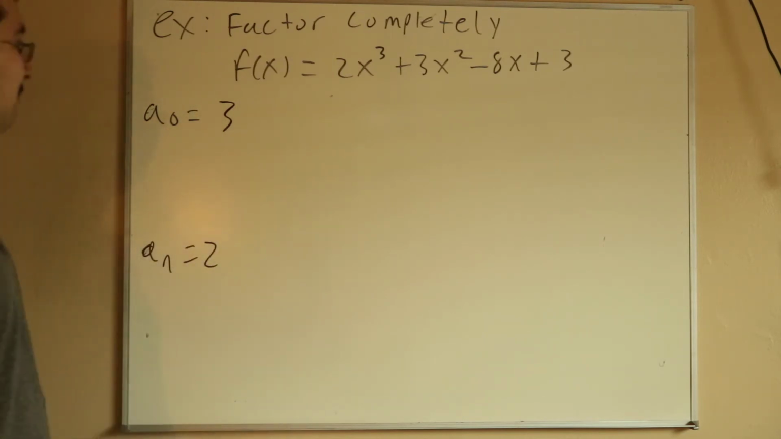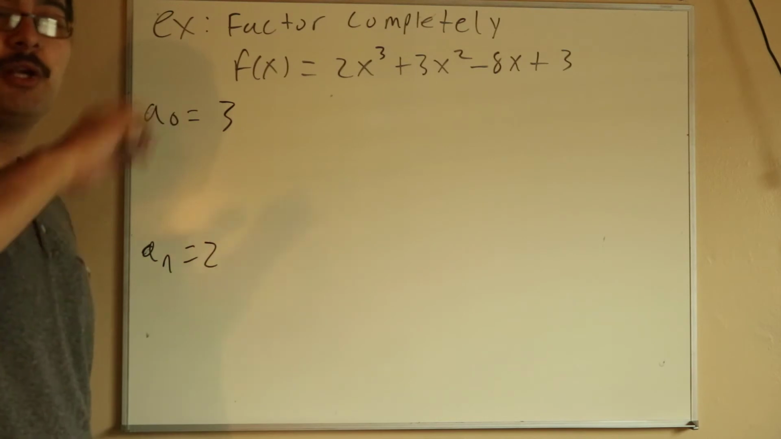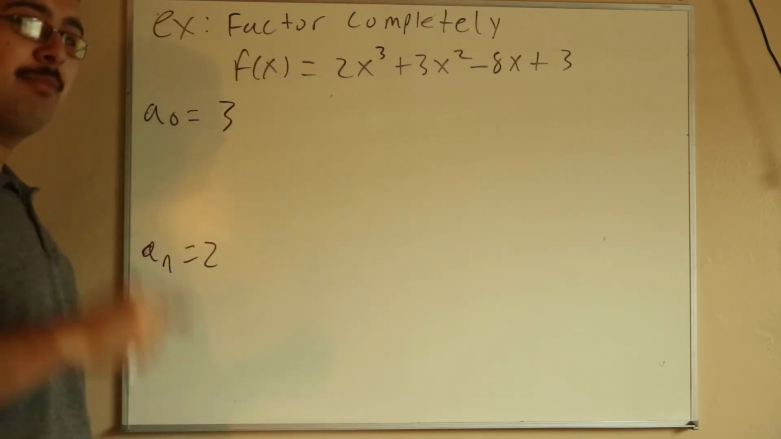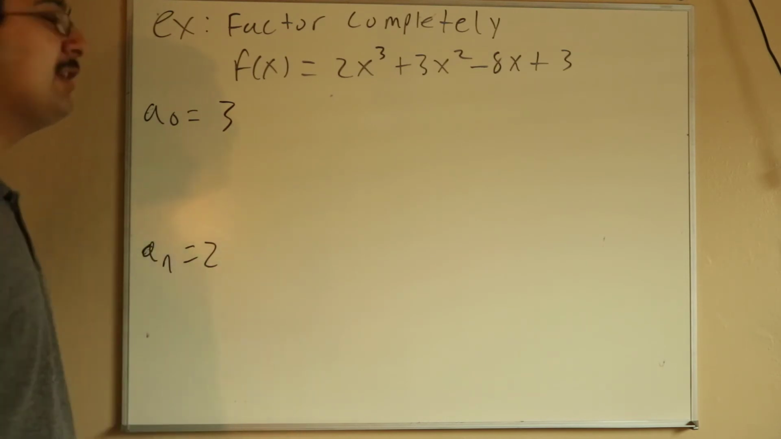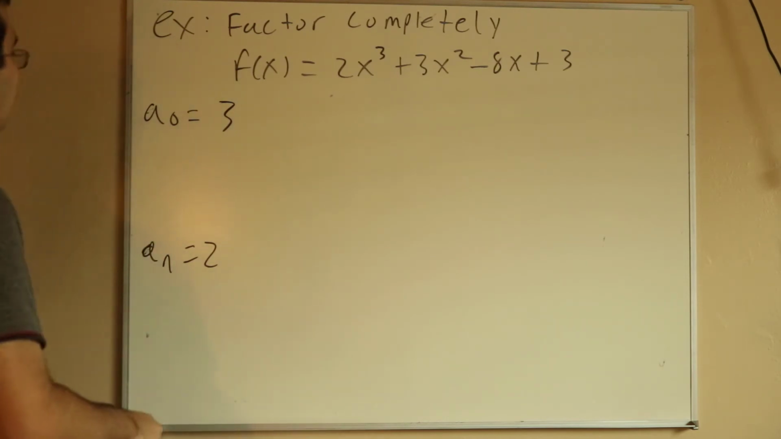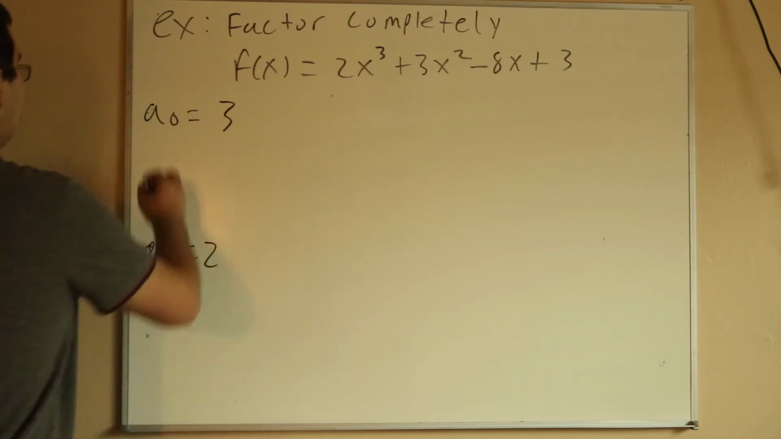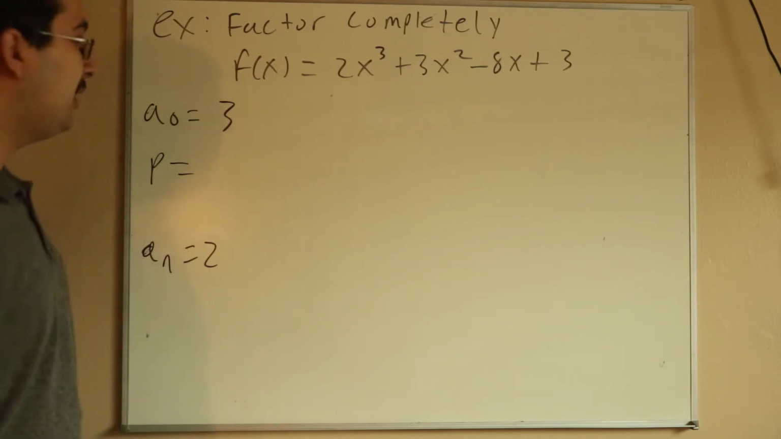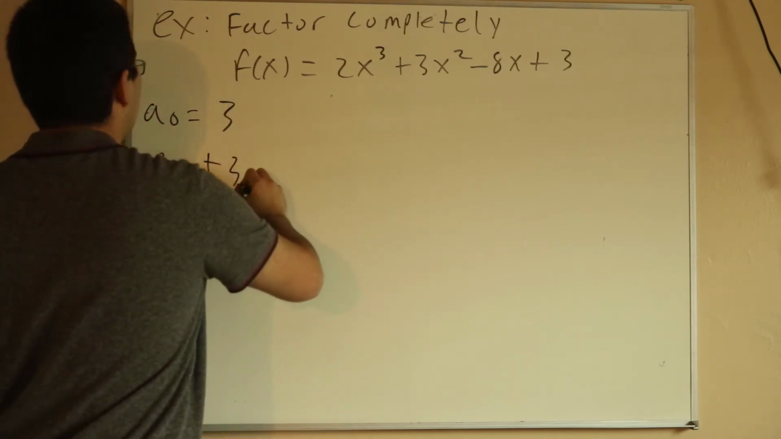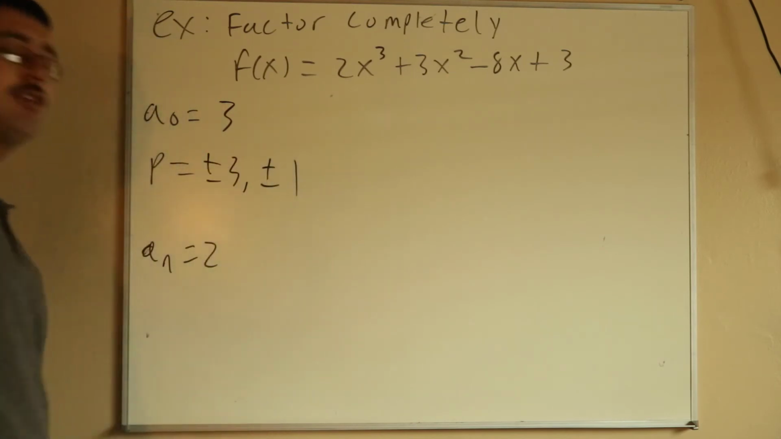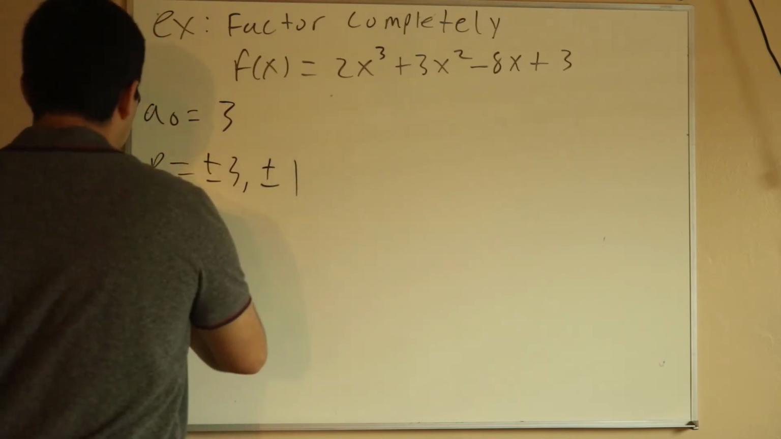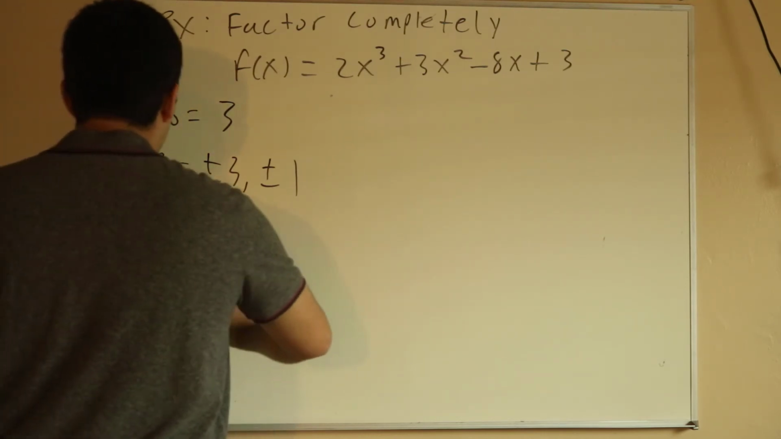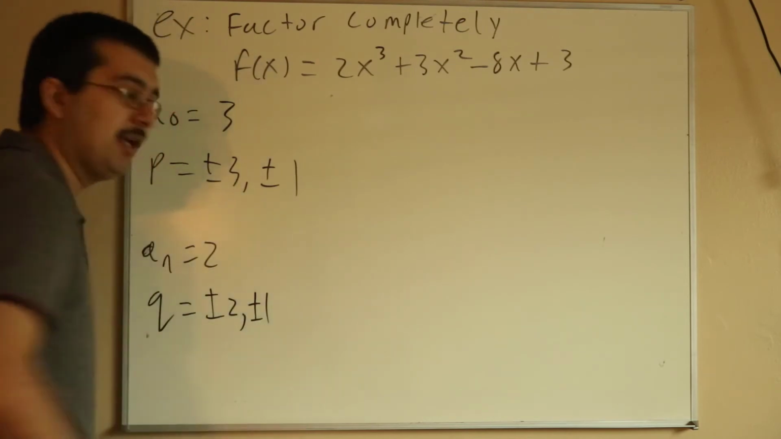Now, I want to point out that our a n is 2, so unlike our previous examples in which the a n was 1, when we get to that p over q step, it's actually going to be a bit different. So please make sure you take note of that when we get there. But moving forward, I have a naught equals 3, so my p's are going to be all the factors of 3, which is quite simply just plus minus 3 and plus minus 1. Also for a n, I need to find all the factors of 2. So similarly, the factors are plus minus 2 and plus minus 1.